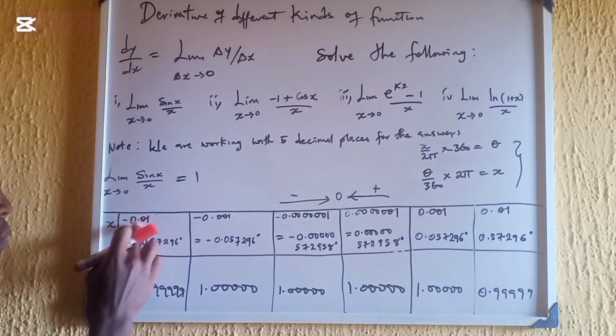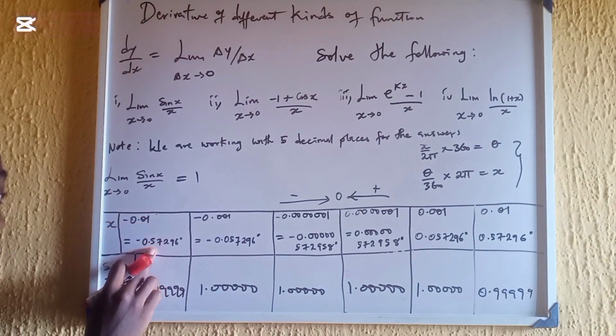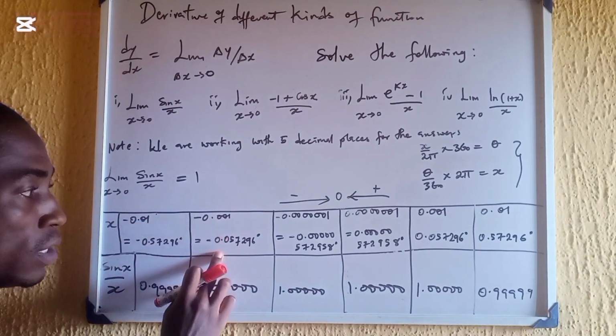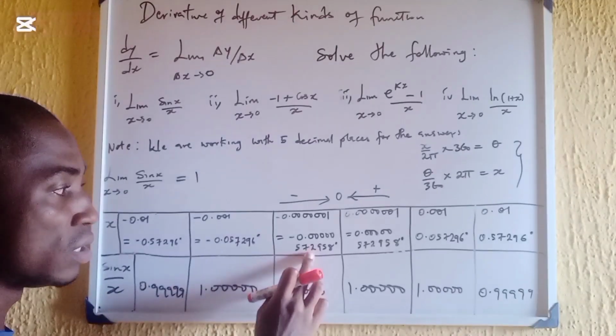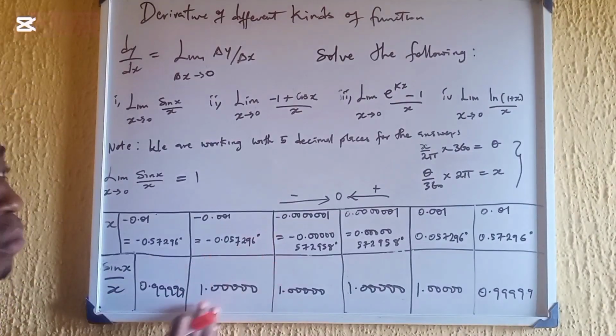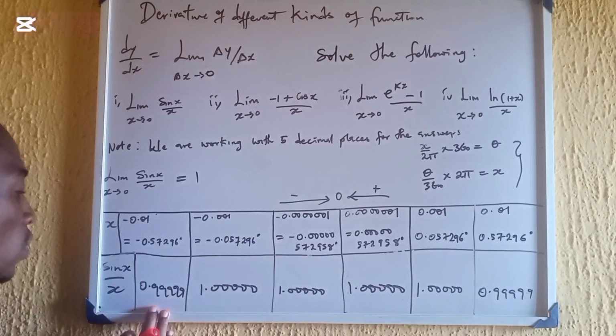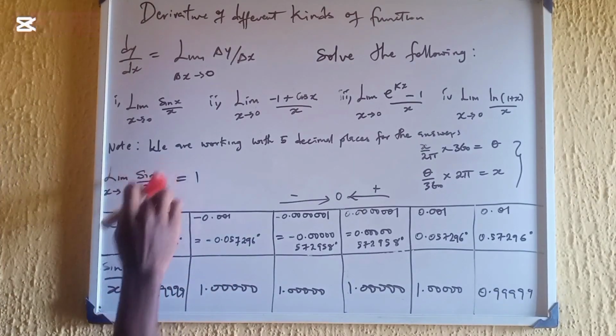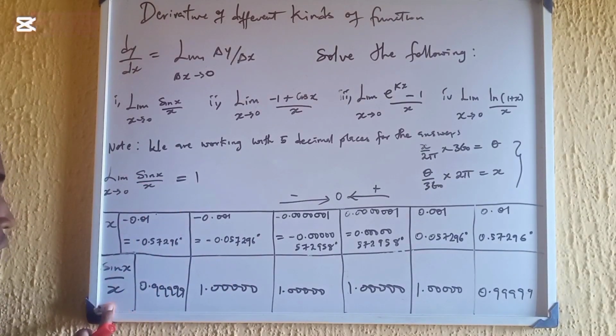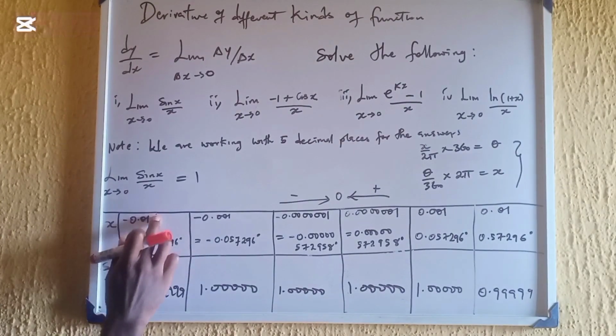So for minus 0.01, this is the equivalent in degrees. This is the equivalent in degrees. For this one, this is the equivalent in degrees. So you can try using the formula and you see that you get approximately the same answer for the degrees. So what do we do? We have seen x over x, and this x will be in degrees, whereas this x will be in radians. So you use this guy here and use this guy here.